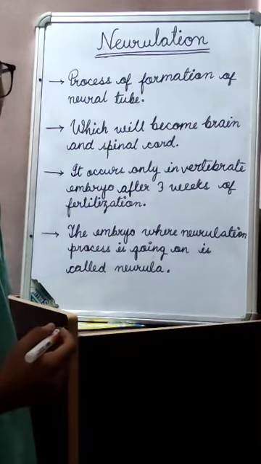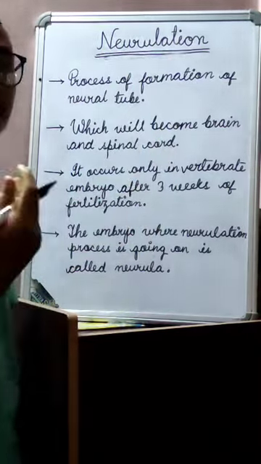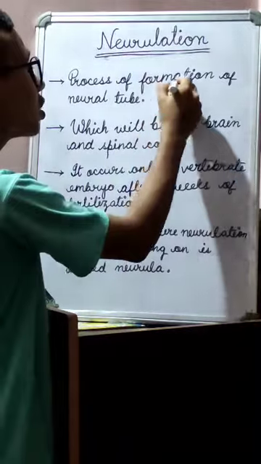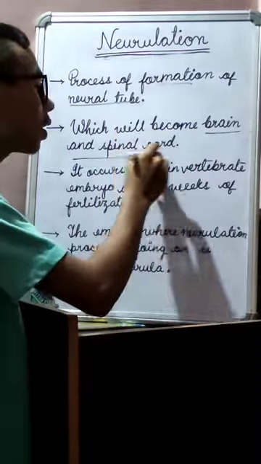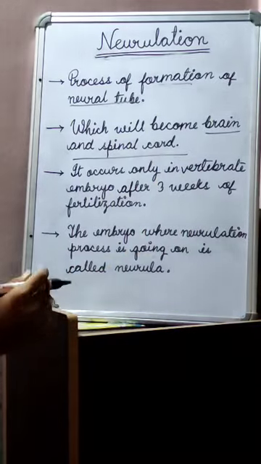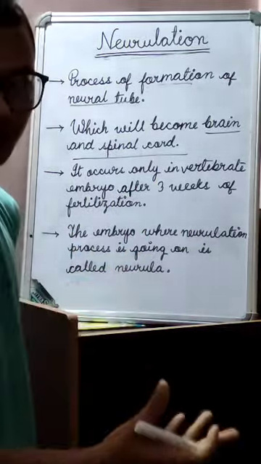Hello everyone, in this video I am going to discuss neurulation, which is the process of formation of the neural tube, which will become the brain and spinal cord. It occurs only in vertebrate embryos, after 3 weeks of fertilization.